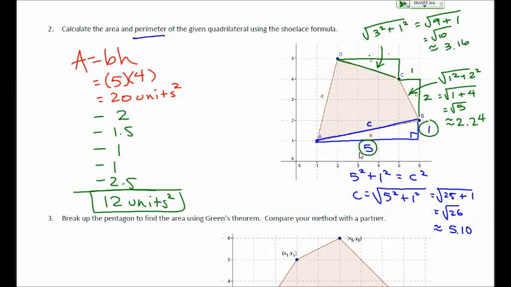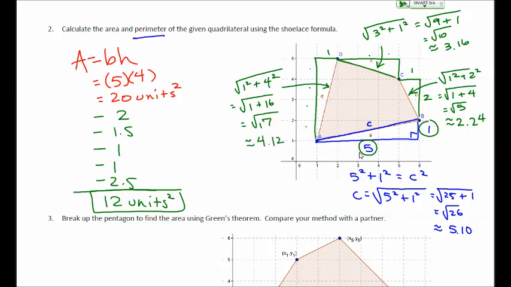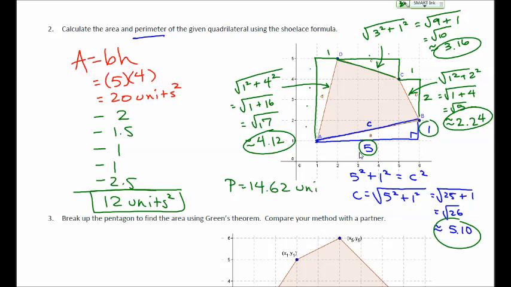And last but not least, I'll find AD using this triangle, and this is the square root of 1 squared plus 4 squared. 1 squared is 1. 4 squared is 16. So I get the square root of 17, and the decimal approximation of the square root of 17 is approximately 4.12. And now if I add up all 4 lengths, I get that the perimeter is equal to 14.62 units long.